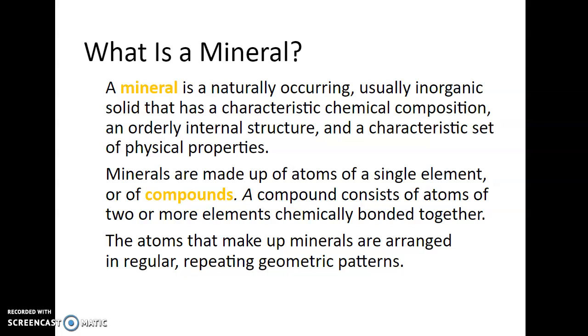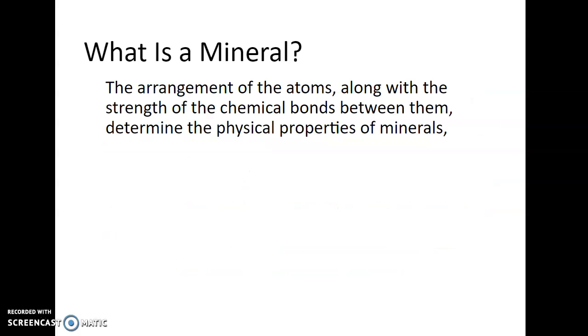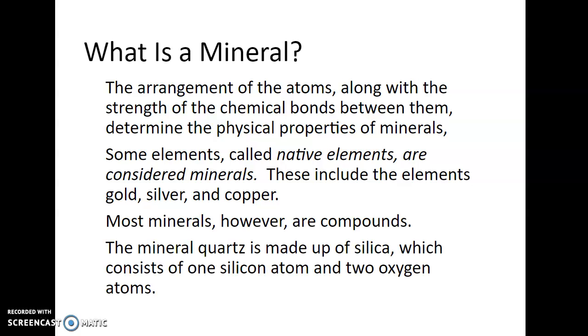The atoms that make up minerals are arranged in regular, repeating geometric patterns. The arrangement of the atoms, along with the strength of the chemical bonds between them, determine the physical properties of minerals. Some elements, called native elements, are considered minerals. These include the elements silver, gold, and copper. Most minerals, however, are compounds. The mineral quartz is made up of silica, which consists of 1 silicon atom and 2 oxygen atoms.